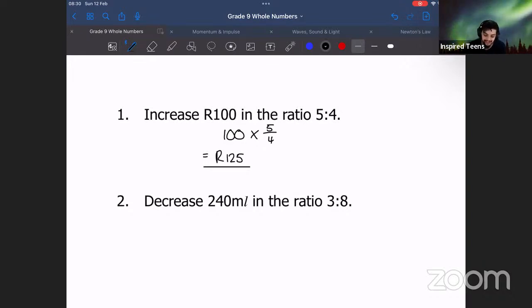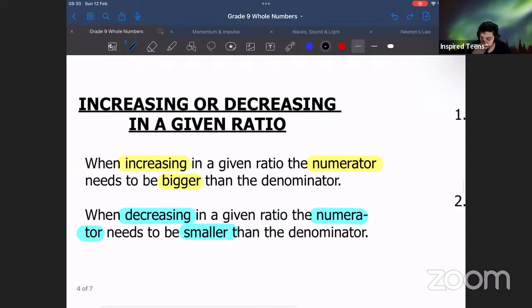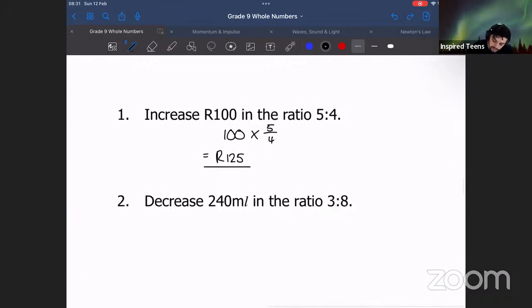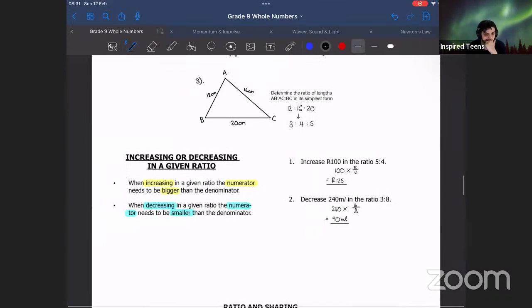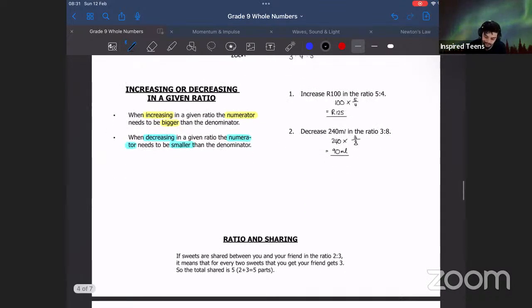Let's talk about decreasing 240 milliliters in the ratio 3:8. So remember what we said about decreasing. When decreasing in a given ratio, the numerator needs to be smaller than the denominator. My smaller number is 3. So I'm going to multiply this value by 3/8 and not 8/3, so that I can decrease it. When I do the calculation, I get an answer of 90 milliliters as 240 decreased in the ratio 3:8. Okay, cool. Hope that makes sense.